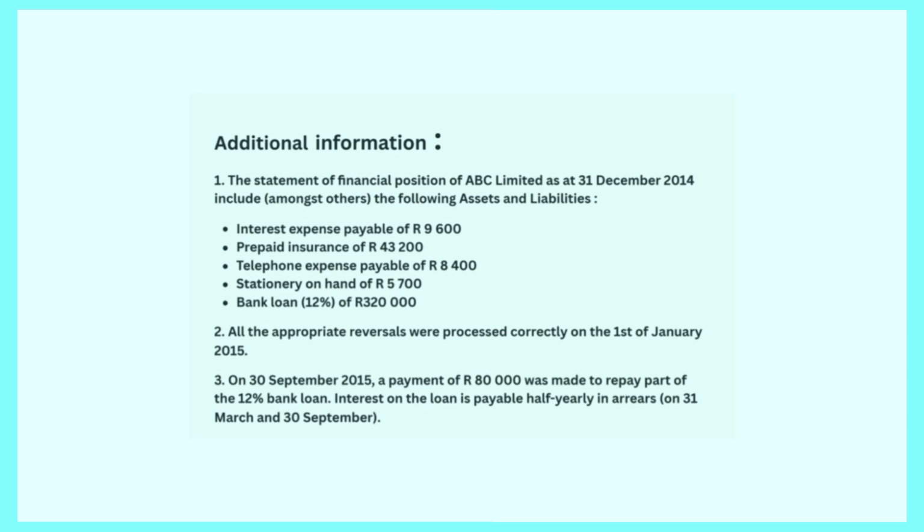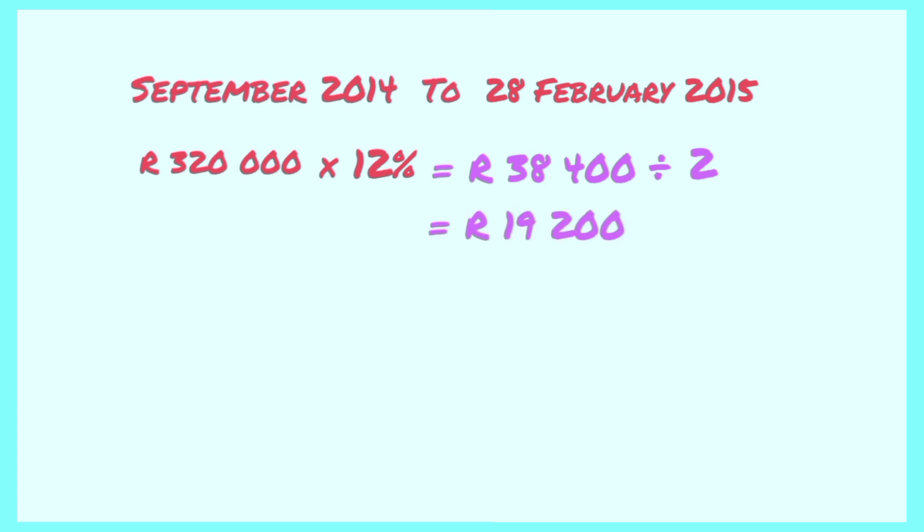Okay. Remember, this loan was taken last year. So that means the interest payment we made on the 31st of March was covering 6 months from 1 September last year to 28 February 2015. We took a bank loan of 320,000 with an interest rate of 12%. If you say 320 times 12, we have an annual interest of 38,400. Remember, it is paid half yearly, so divide by 2. 6 months is 19,200. 31st March, we paid 19,200.